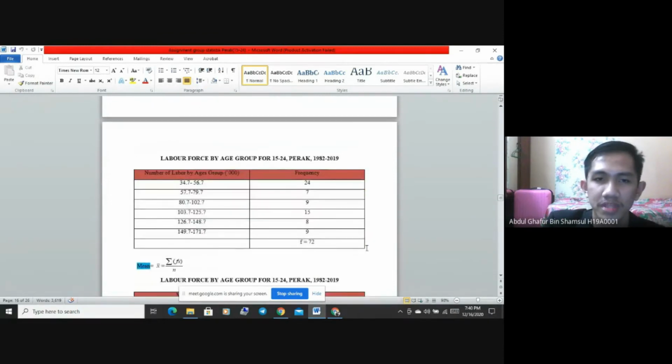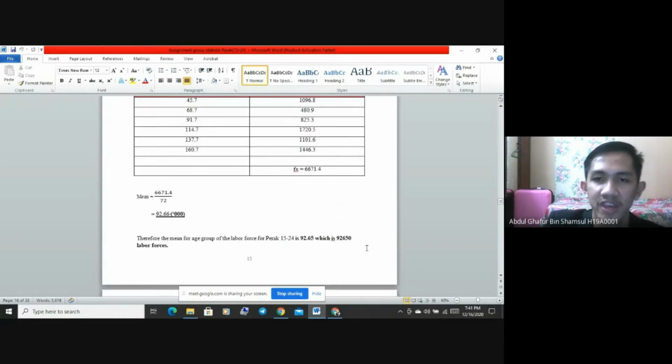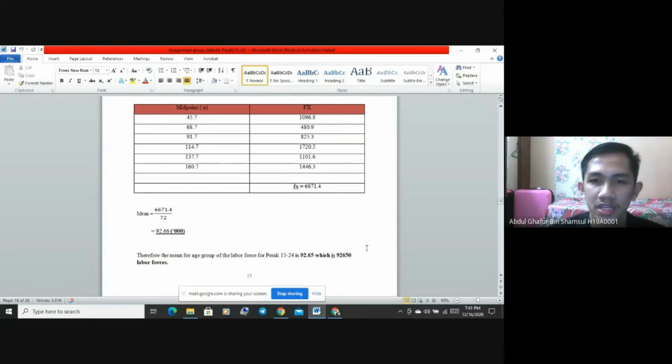To find the mean for the labor force by age group 15 to 24 in Perak, 1982 to 2019, we use the number of labor, frequency, midpoint x, and fx. We multiply the midpoint by the frequency to get fx. The total fx is 6,671.4, divided by 72. They get 92.66, which means 92,650 labor force.